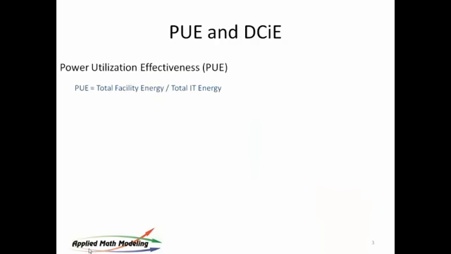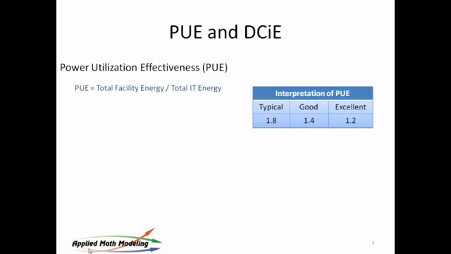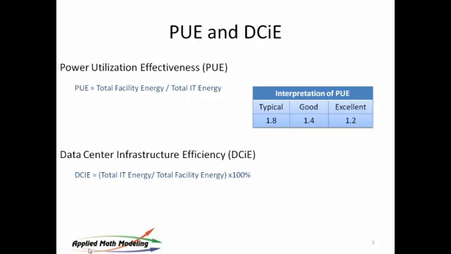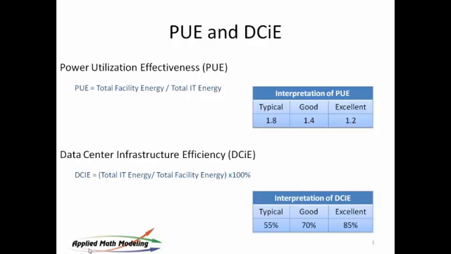By the way, DCIE is just the opposite of that. DCIE is the inverse, so good values for PUE are 1.8 to 1.2, and for DCIE it's a percentage, really going for 100%. You can see here that an excellent data center is down around 1.2 for PUE, and up around 85% for DCIE.